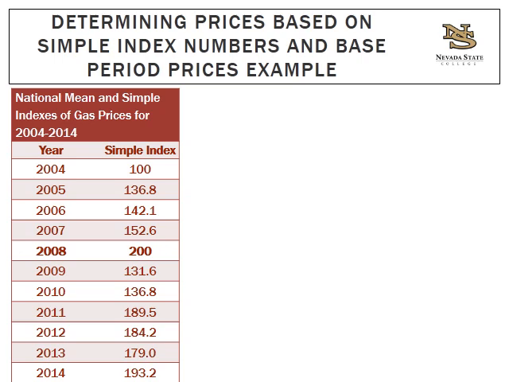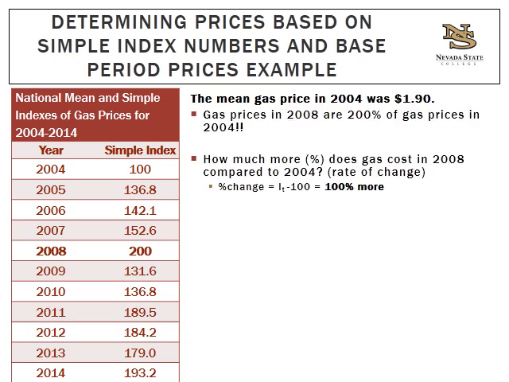So I've shown you how to assess the rate of change, but maybe you actually want to look at differences in monetary values based on simple index numbers. So if you look at this, let's say we don't have all the values here, but let's say we do know that the mean gas price in 2004 was $1.90. So if we look at this table, we know that gas prices in 2008 were 200% of gas prices in 2004. So we could ask ourselves, well, how much more is this?